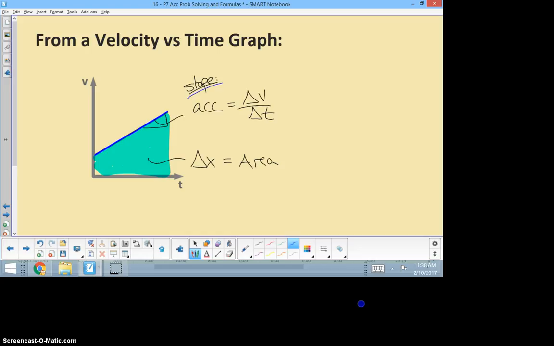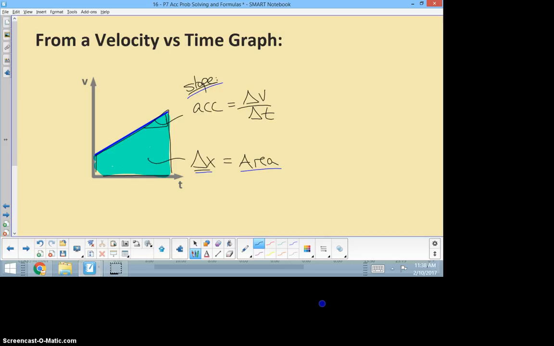We know that the slope represents the acceleration, and we reminded ourselves that from a velocity versus time graph, the displacement is from the area. And so by reminding us about what these different shapes have as their properties, we can calculate the area to determine the displacement of an object experiencing accelerated motion.